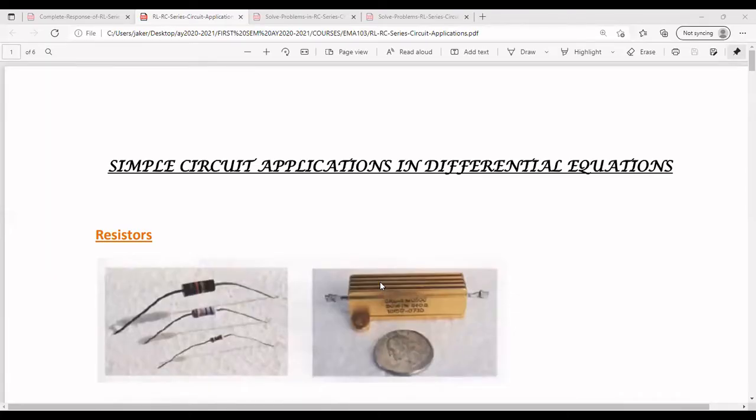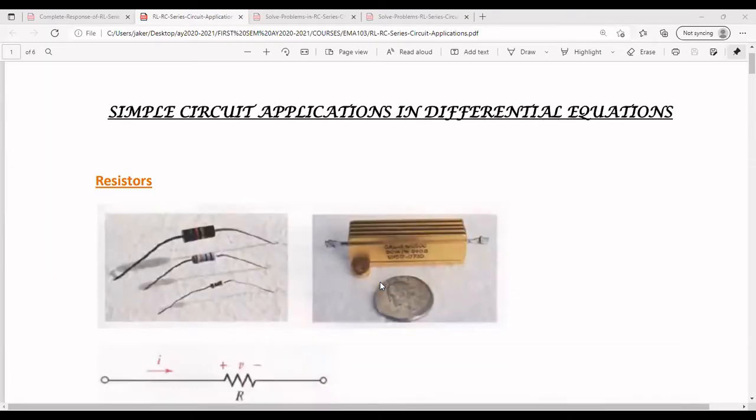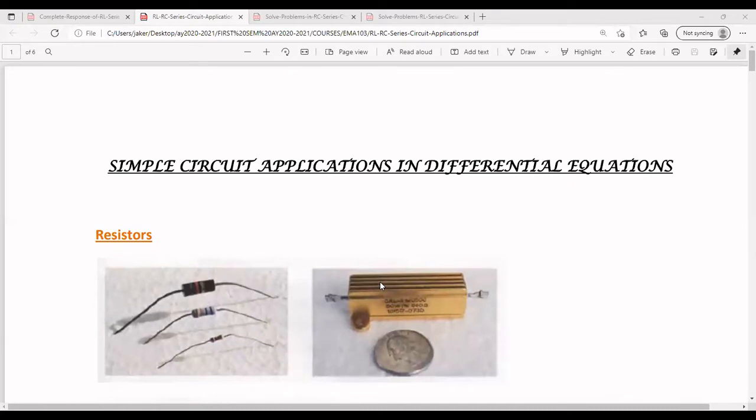Okay, can you see the document, the file on simple circuit applications and differential equations? Yes, Miss. Okay, thank you.